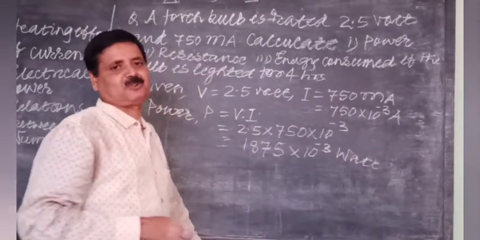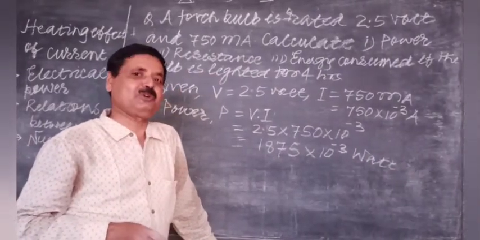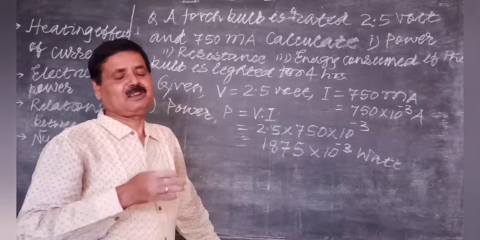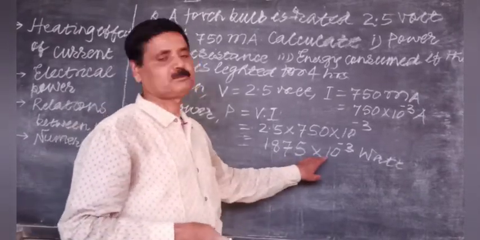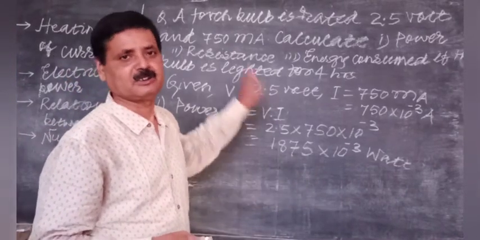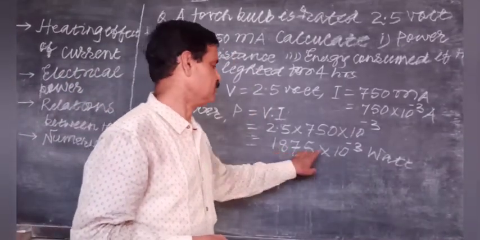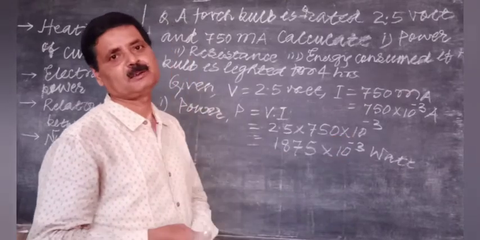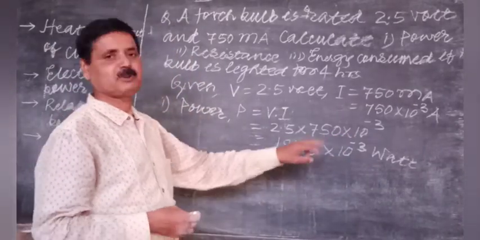If you desire to write in terms of kilowatt, how can you convert it? Divide it by 1000. The result will be 1875 into 10 to the power minus 6 in terms of kilowatt.